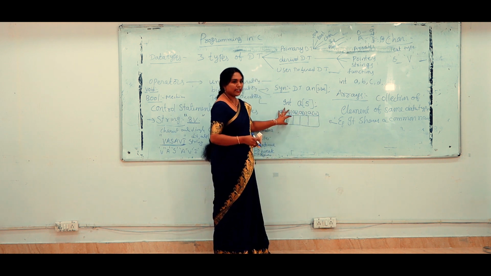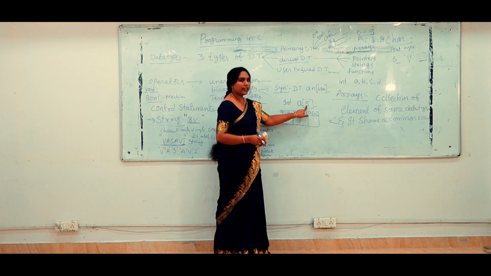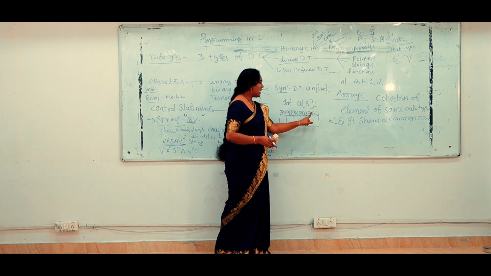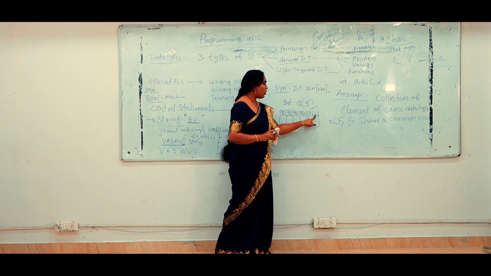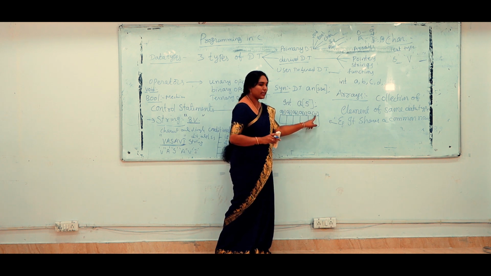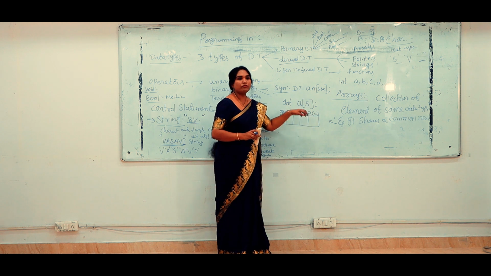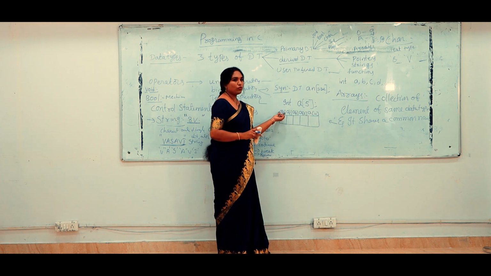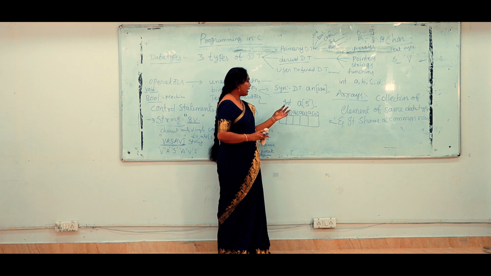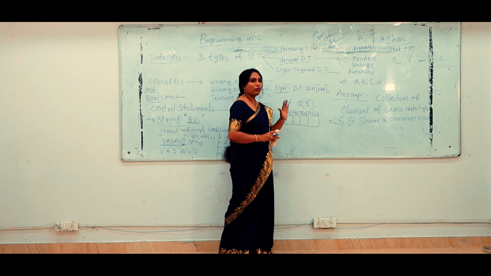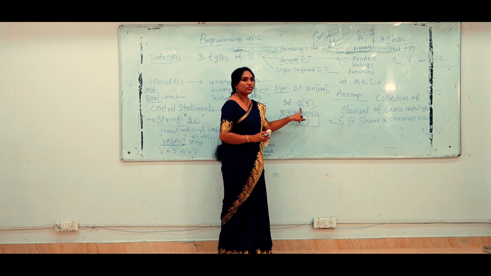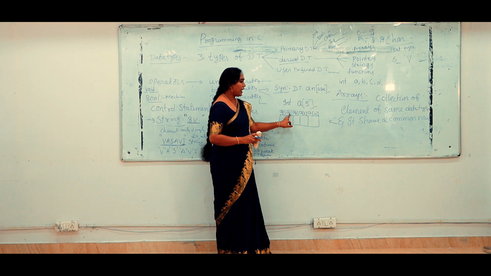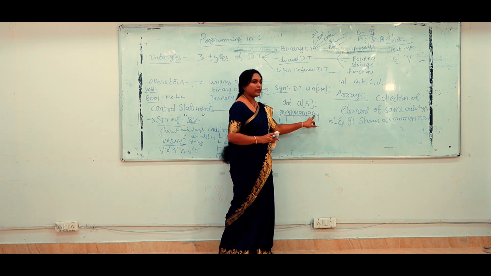When you observe here, what is the size of the array? 5. And what is the last index of this array? 4. It means the last index is always size minus 1. Why? Because it starts from 0: 0, 1, 2, 3 and then 4. Now we got 5 elements with the same name shared by A: A of 0, A of 1, A of 2, A of 3 and then A of 4.